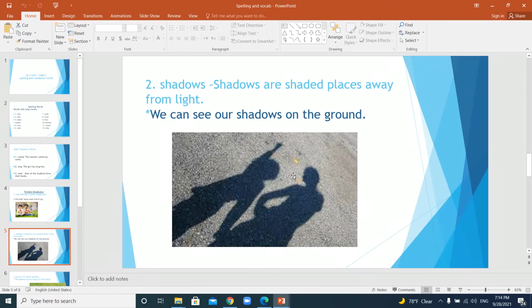Shadows. Shadows are shaded places away from light. Okay? So we said that shadows are made when the light reflects or hits a wall or the ground. For example, these are 2 shadows of 2 kids. We can see our shadows on the ground. And we also said that we can make shadows on the smartboard.